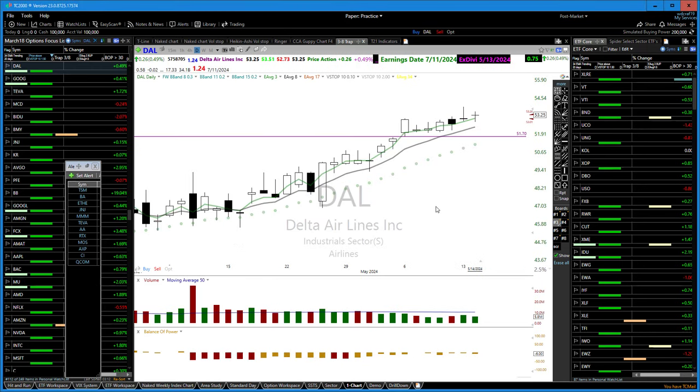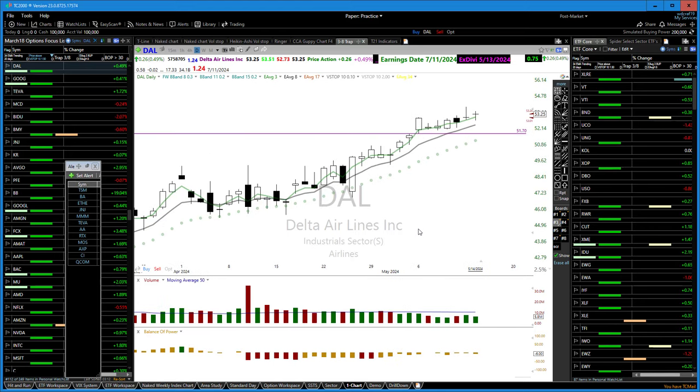Delta Airlines, no, not really. I mean, if you count the pop out of the box right here, okay, I can go with that. But if you're asking me right now if it's a pop out of the box, it's past the pop out of the box here, and it went a little bit early.